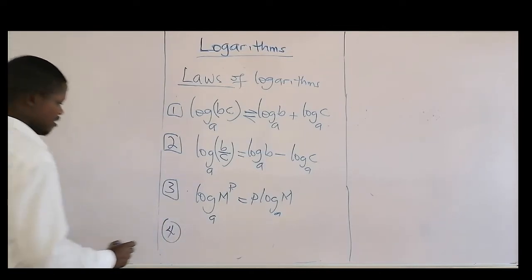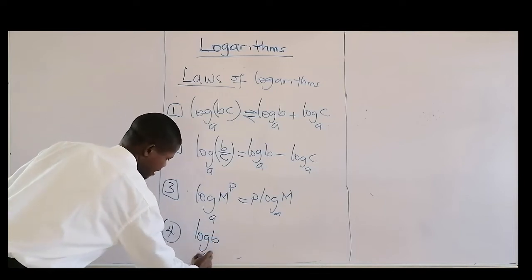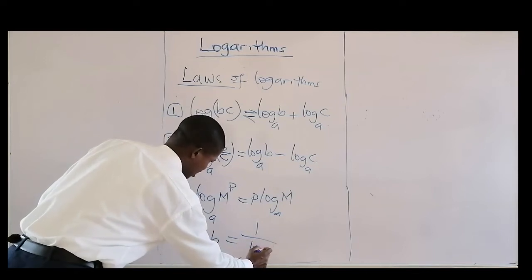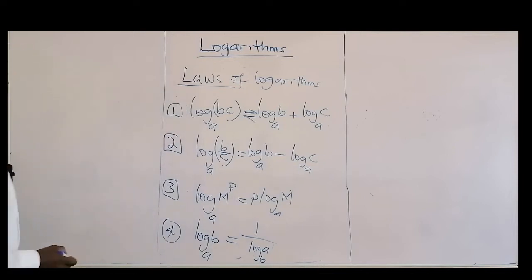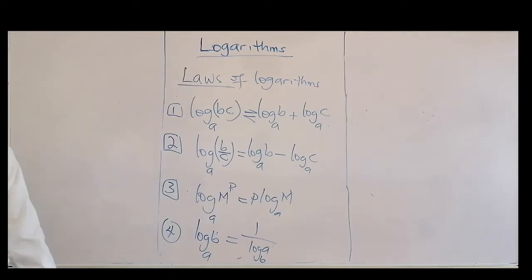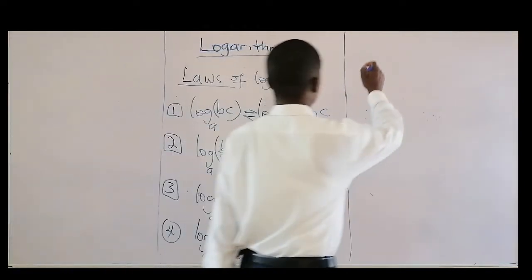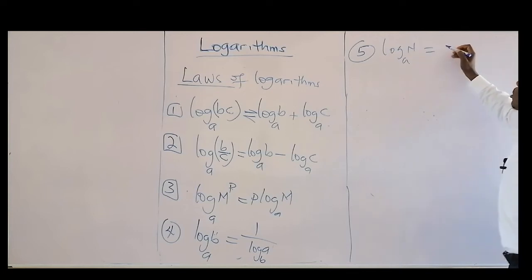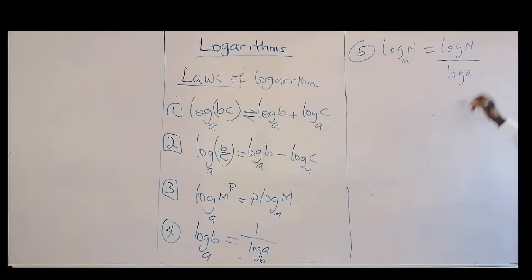The fourth one is log B base A is equal to 1 over log A base B. So this is a change of base. It will just be 1 over, then you swap this one. Then the fifth one, log N base A will be equal to log N over log A. Then you can introduce a common base B. So that's on these laws.